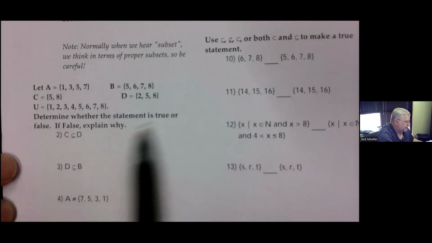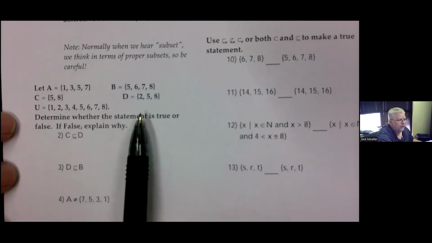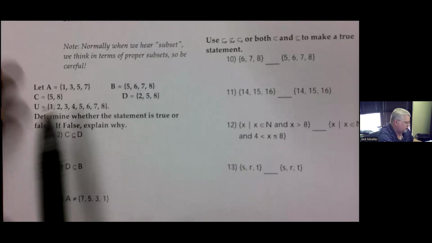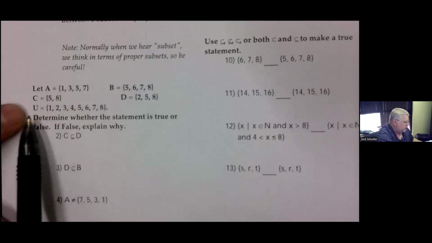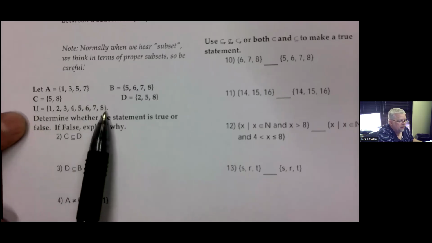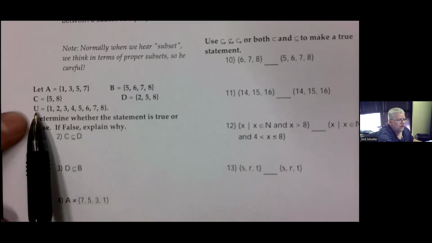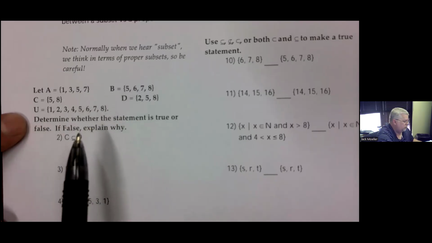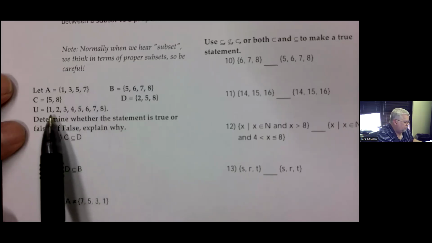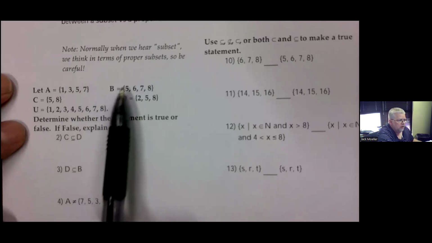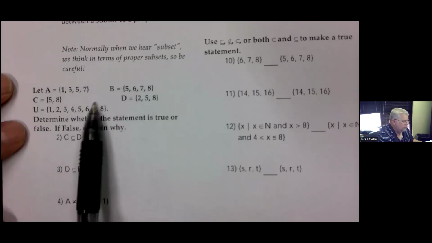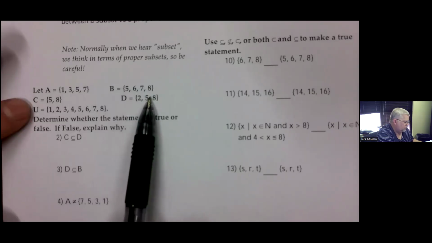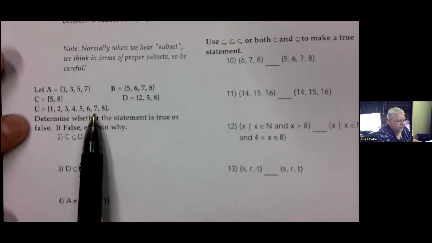So this sort of setup is not uncommon. We have sets A, B, C, D, and U. And U, if you notice, is the biggest set. That's not coincidence because U is our universal set. Remember, when we talk about universal set, it's the set where everything has to belong to. So if you look at A, 1, 3, 5, 7, there's 1, 3, 5, 7 in the universal set. B is 5 through 8, so 5 through 8 has to be in the universal set. C and D, same way, all those elements have to be in the universal set.